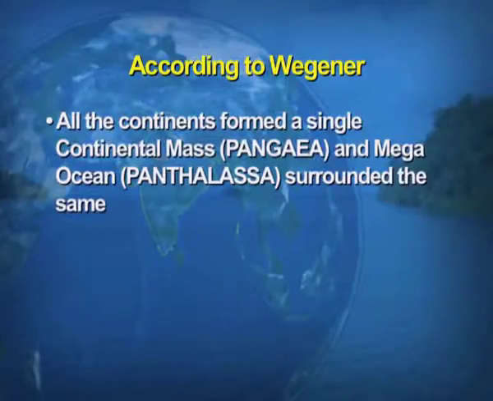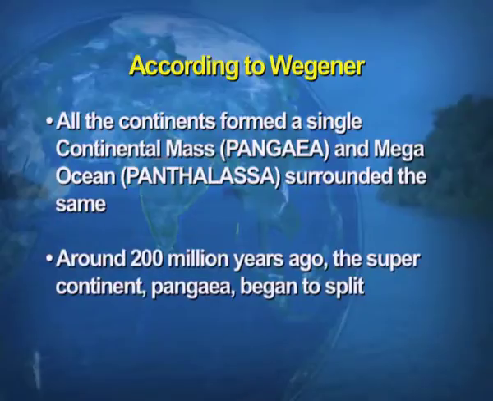One of the earliest explanations to this was given by Alfred Wegener in 1912 when he talked about the concept that we call the continental drift theory. According to Wegener, all the continents formed a single continental landmass known as Pangaea, and this was surrounded by a mega ocean that we call Panthalassa.